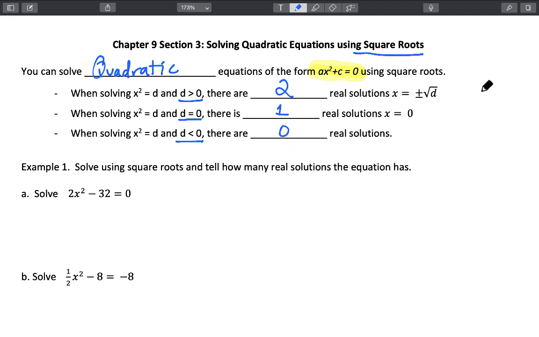So you may remember this graphically from yesterday when our parabola crossed the x-axis in two distinct points. That's when there were two real solutions. When it touched the x-axis in one point and changed directions, that's when there was one real solution. And then when our parabola hovered above or below that x-axis and didn't cross it, that's when there were 0 real solutions. So we're going to have the same 3 different types of outcomes today. Let's see how this plays out in our examples.